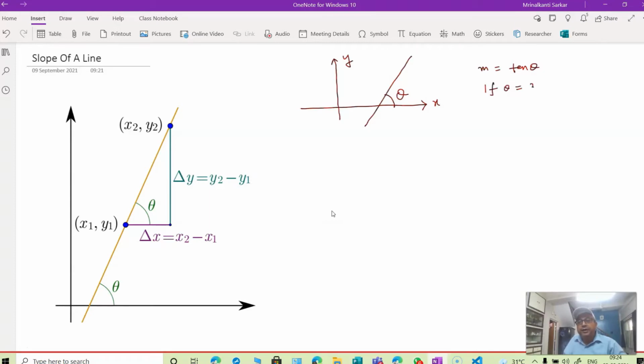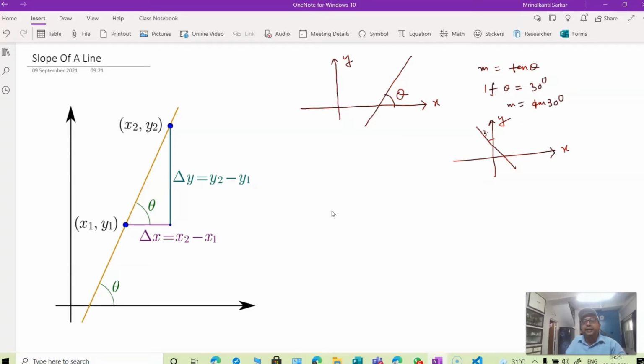If theta is equal to 30 degree, then slope is going to be tan 30 degree, you know. If a line makes 30 degree with the y-axis, then what will be its slope? Situation is like this only. This angle we are telling 30 degree, maybe other way also, but this time this angle we have to find.